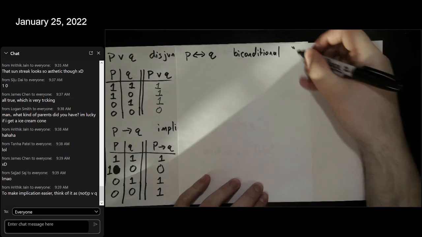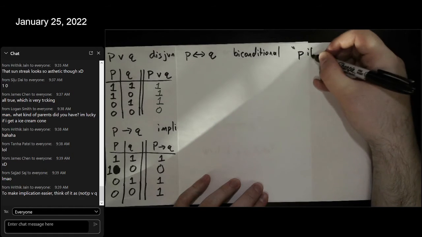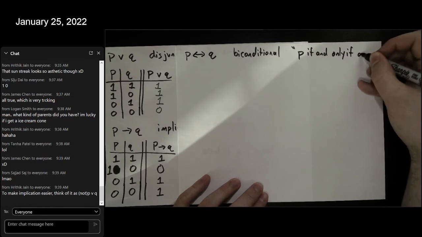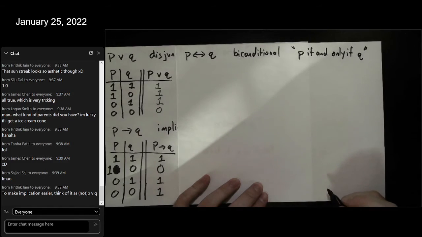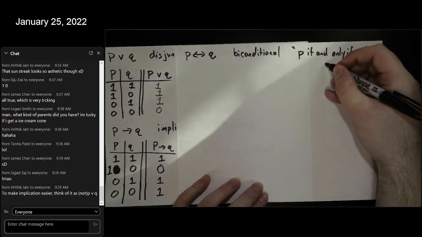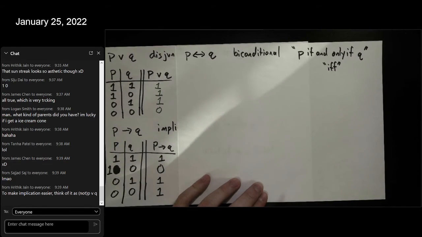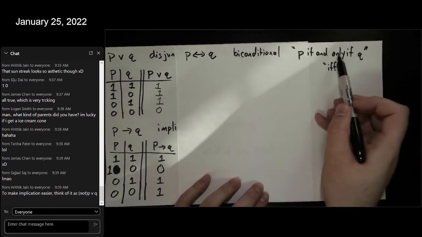And we read it as P if and only if Q. Again, central theme of the course. Mathematicians are lazy. If and only if is way too long. We'll frequently write this as "if" with an extra F. So IFF, not a typo. It means if and only if.